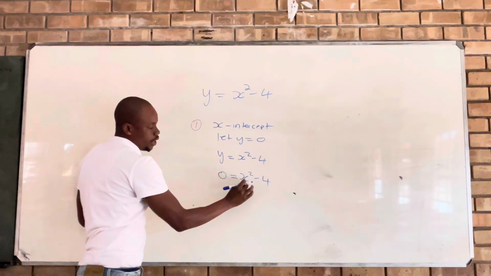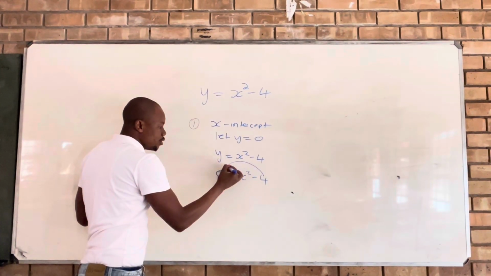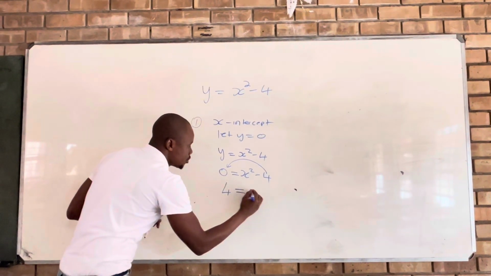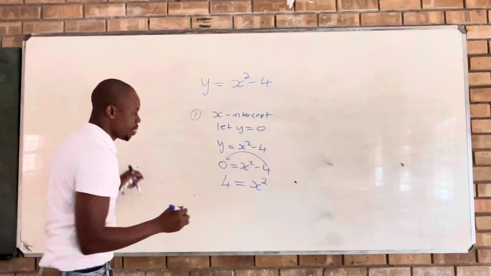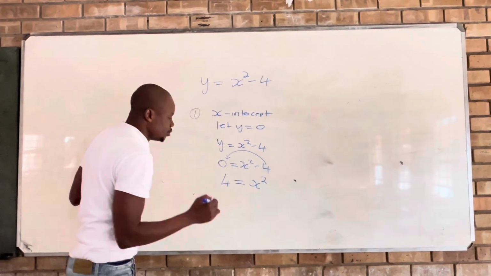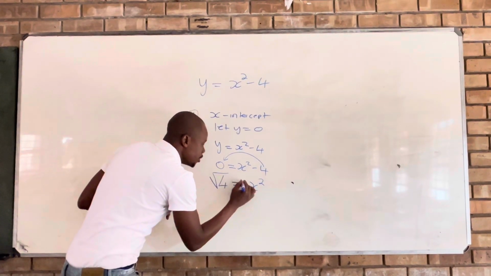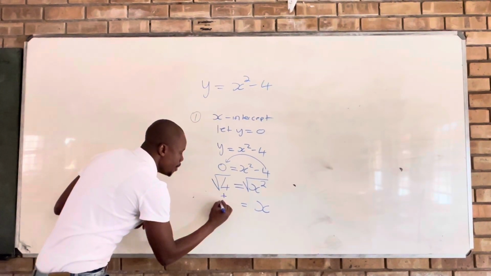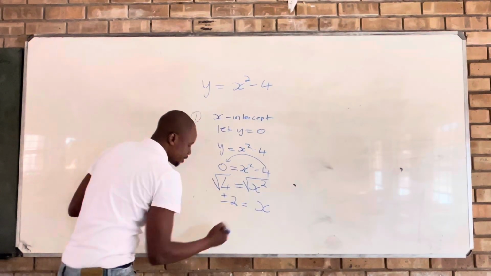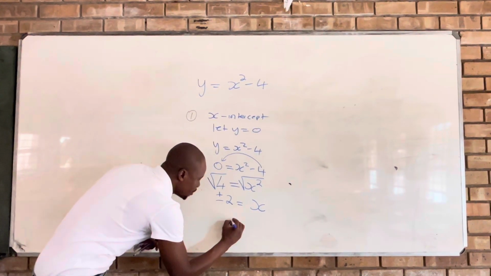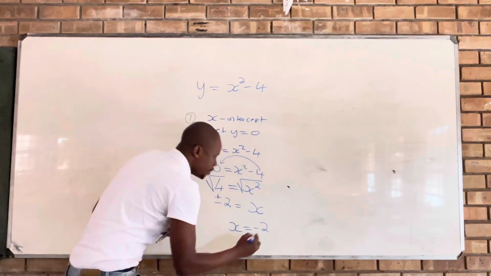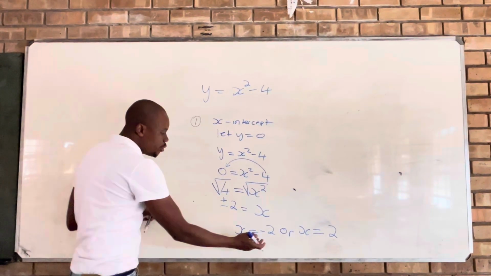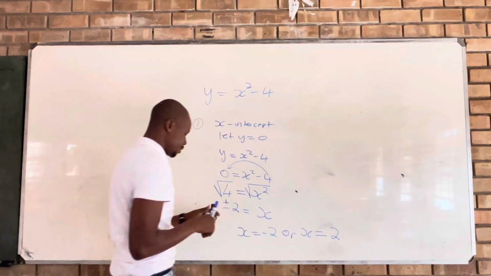Now, because you need to solve for x, you need to take this negative to the other side, so it will be a positive value: 4 equals x squared. Therefore, to get rid of this exponent 2, you apply the square root on both sides. Therefore, x will be equal to plus or minus 2. This means you are going to have 2 values of x: x equals negative 2 or x equals positive 2.